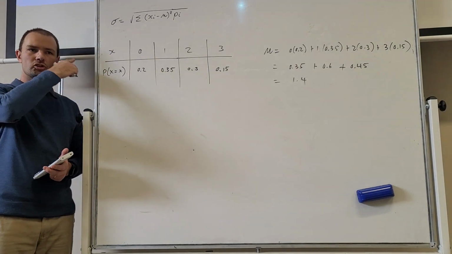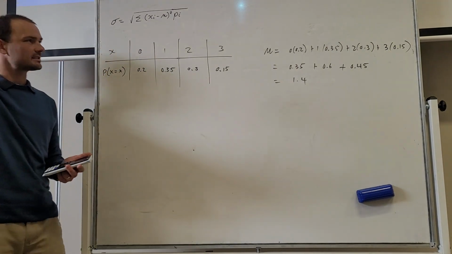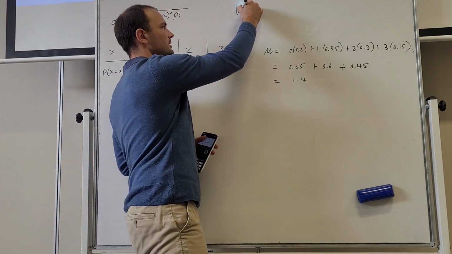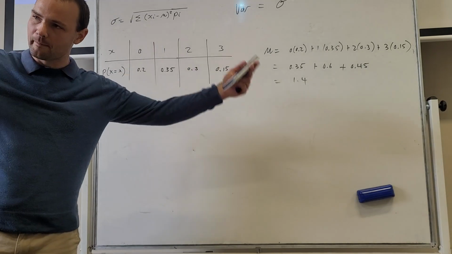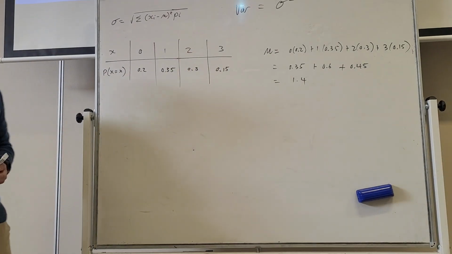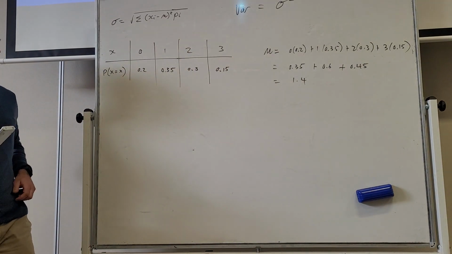All right, it's a measure of spread, of central tendency. And we also introduced you to this new word today, variance, which is the standard deviation squared. So just another measure of spread, right? So you'll be asked to calculate both today.